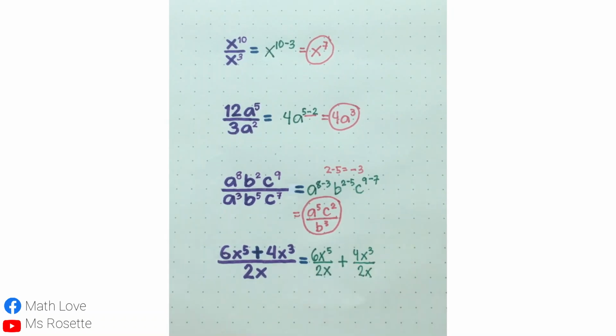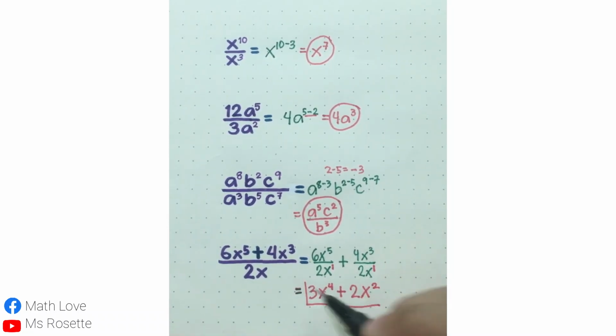Now, let's divide. So, unahin natin itong 6 and 2. 6 divided by 2, that's 3. Then, sa variable x, copy lang natin yung variable and then subtract their exponent. So, 5 and then raised to 1. Kapag wala kayong nakikitang exponent, ibig sabihin raised to 1 yun. So, 5 minus 1, that's 4. Then, copy the plus sign. Divide ulit or simplify. 4 divided by 2, that's 2. Copy the variable x. Subtract their exponent. So, raised to 1 ulit yan. 3 minus 1, that's 2. So, the answer is 3x raised to 4 plus 2x squared.